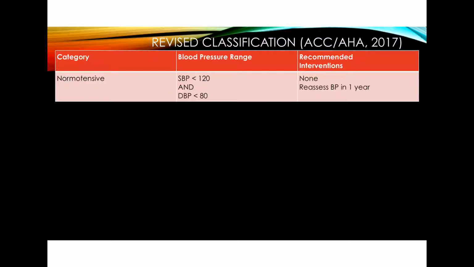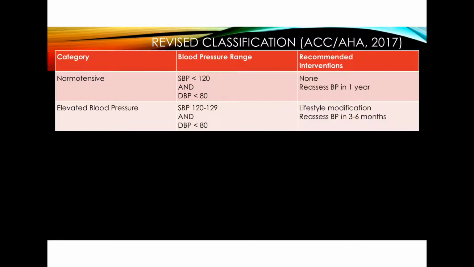So they said that normal blood pressure was systolic less than 120 with a diastolic less than 80. For those patients, there was really not much to do, and they could be reassessed annually at their clinic visits. Patients with a systolic ranging from 120 to 129 with a diastolic less than 80 were said to have elevated blood pressure but not hypertension. These patients should be managed with lifestyle modifications alone, which we'll discuss later, and have their blood pressure reassessed more frequently, around 3 to 6 months.